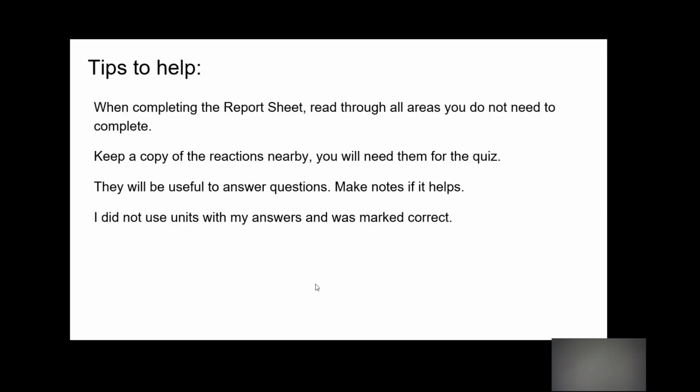And then tips. When completing the report sheet, read through everything. This is one I definitely suggest you take the time and read. This is not a difficult lab, and what it's asking for is not difficult, but it is tedious. So make notes, keep organized.